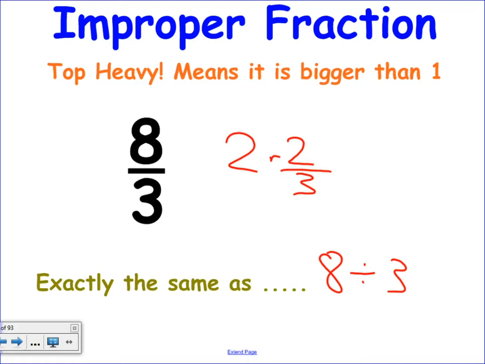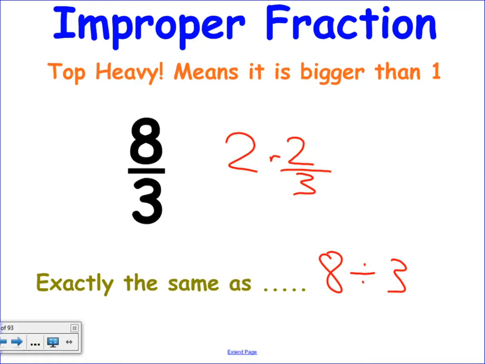Because when I divide 8 by 3, it goes in twice, and there's a remainder of 2. And the 2 is 2/3 because that's the thing I'm dividing by, the thirds. Everyone understand that? So when you end up with a top-heavy fraction, all you're saying is you've got a division. And when you do that division, you're interested in the remainder, because the remainder is the fraction that's left over. So I've got 2 whole numbers and 2/3 as a fraction. Does that make sense?